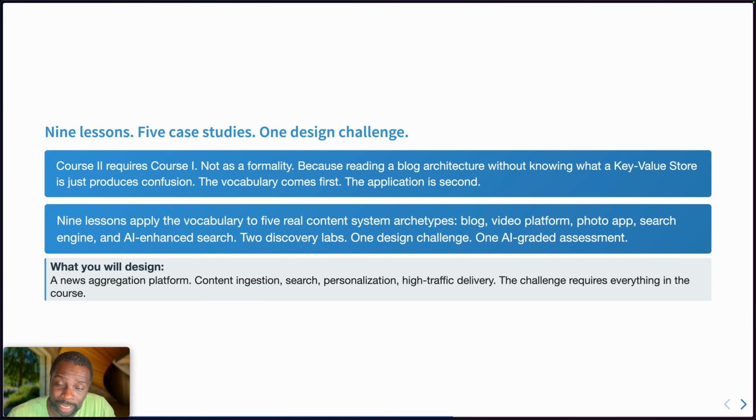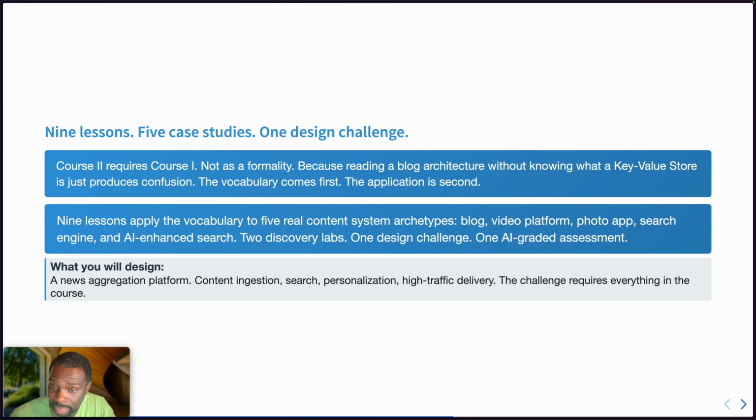Course 2 has 9 lessons. Each one applies the building block vocabulary to a real content system archetype. Here is the key requirement. Course 1 is a prerequisite, not as a formality. The vocabulary from Course 1 is the language Course 2 thinks in. If you have not done Course 1, go do Course 1. Come back when you can name the 7 blocks and explain what each one is for. If you have done Course 1, here's what Course 2 looks like.